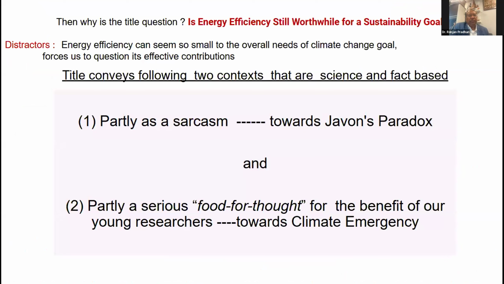This is what I would like to play with in this context. The question is partly a sarcasm, so that I offer you some more information towards it, and partly a serious food for thought for the researchers, so that we can drive ourselves towards the climate emergency. The sarcasm is on Jevons paradox, and we'll discuss that, and then we'll go over to the climate emergency. Next slide, please.